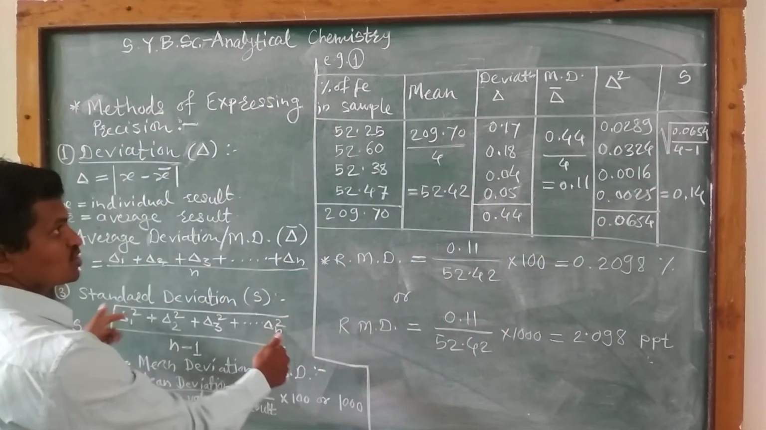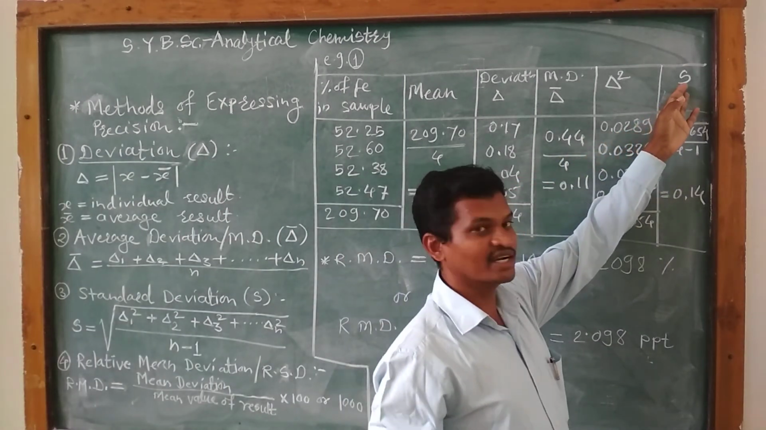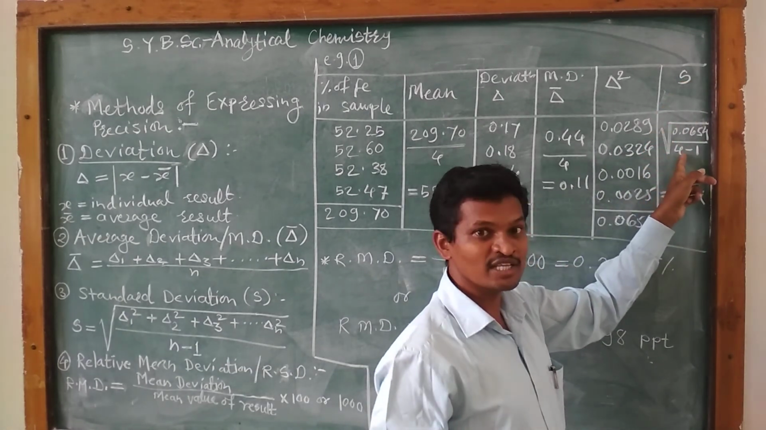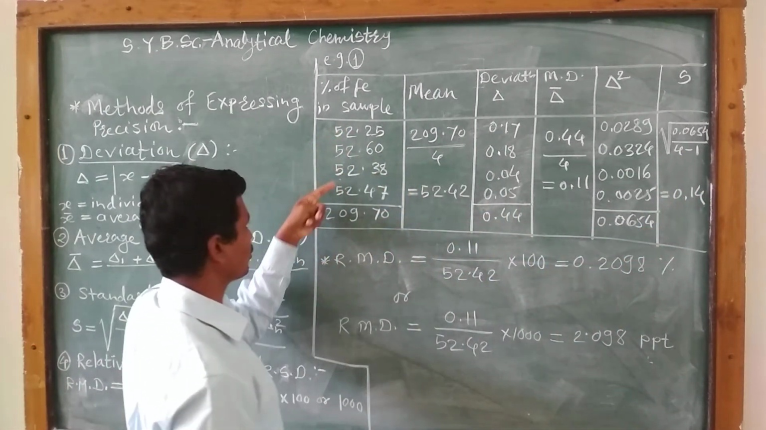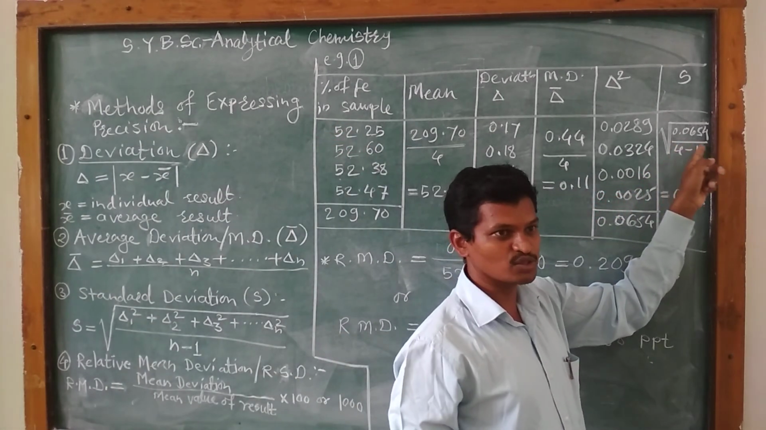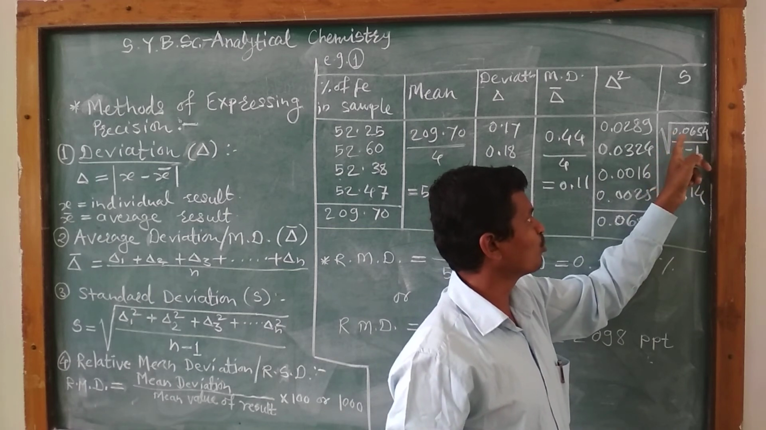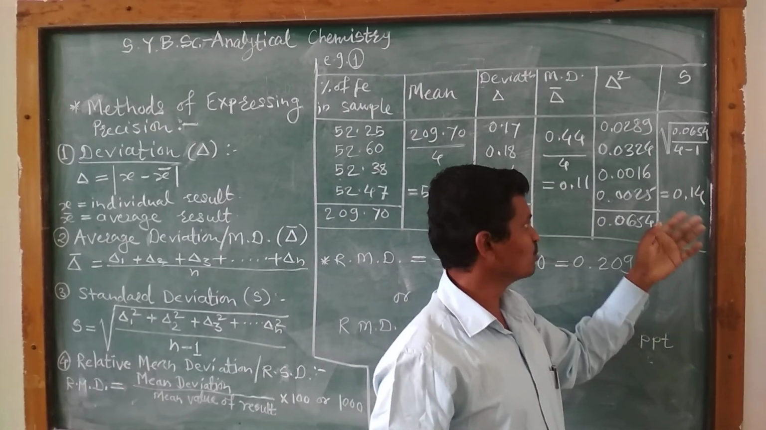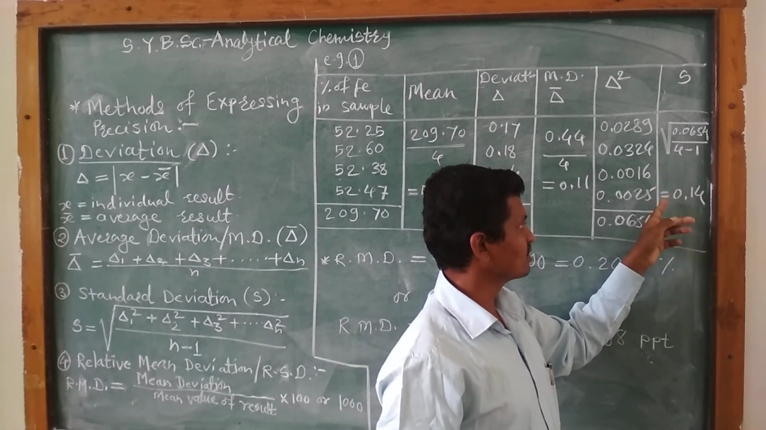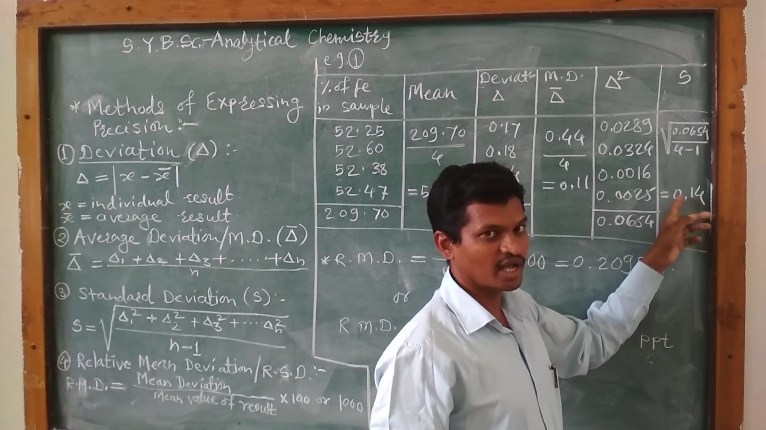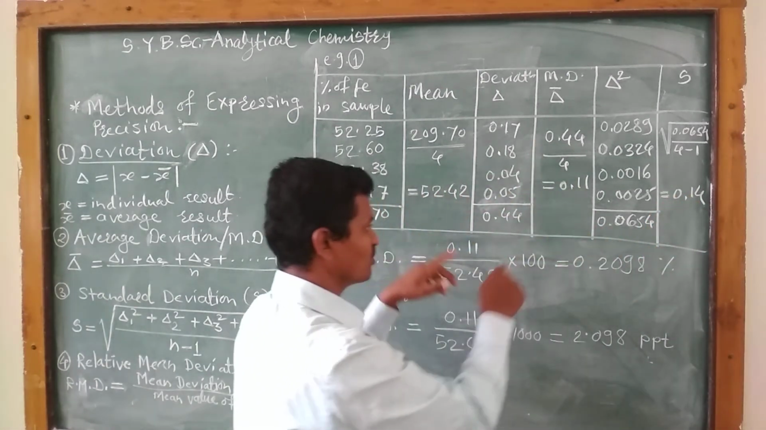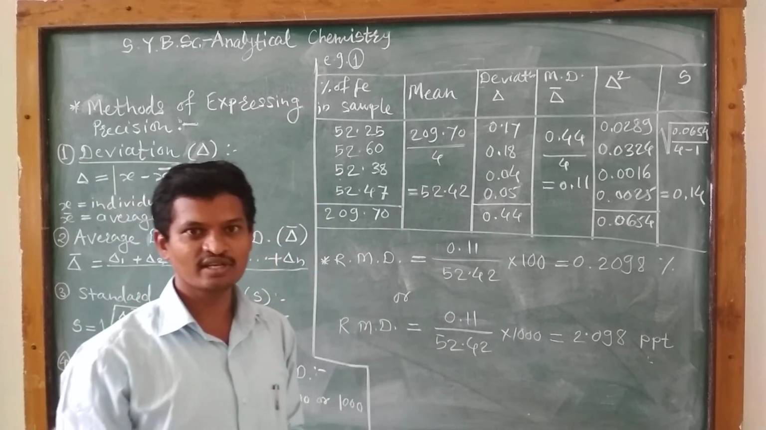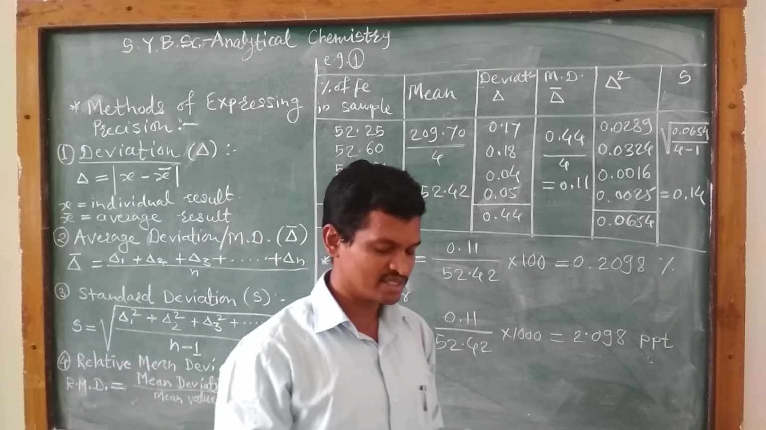So standard deviation S is equal to the square root of this figure divided by n minus 1. Here n, the number of observations, is 4, so n minus 1 is equal to 4 minus 1. So the square root of 0.0654 divided by 4 minus 1. You can use your calculator. The answer is 0.14. So in this tabular form, we have calculated the deviation, then the mean deviation del bar, then the standard deviation S.